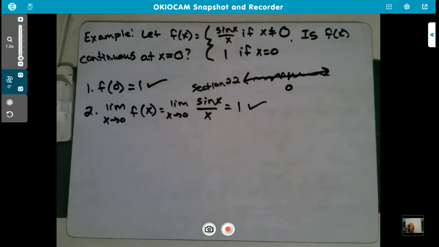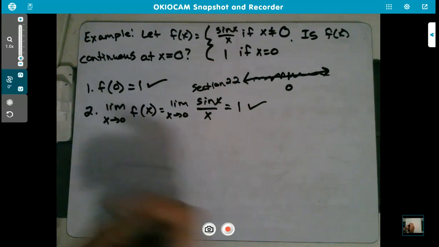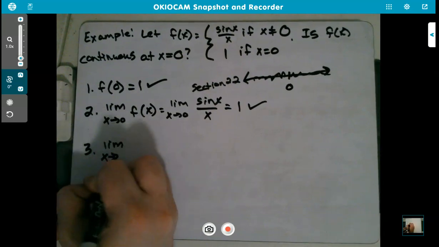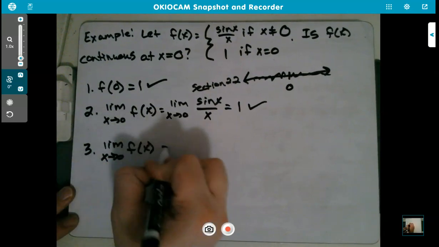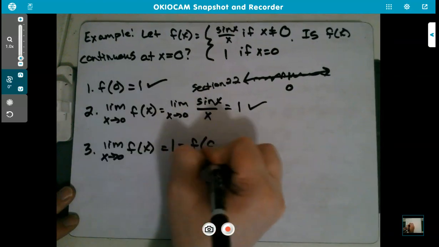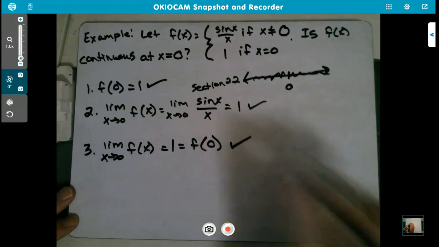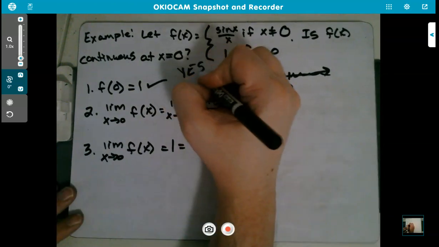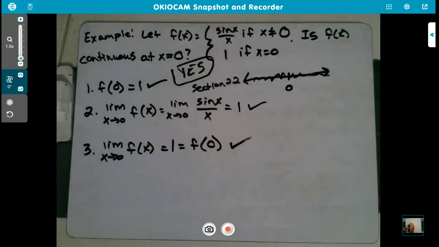So we're good there. So now I just have to look at my third rule, which says those 2 things must be the same, and they are. As we can see, the limit as x approaches 0 of f of x, we said was equal to 1, which is the same thing as what we got when we plugged that in. So the third rule also holds. Therefore, we finally have one that is a yes, because it does meet all 3 of the rules there.